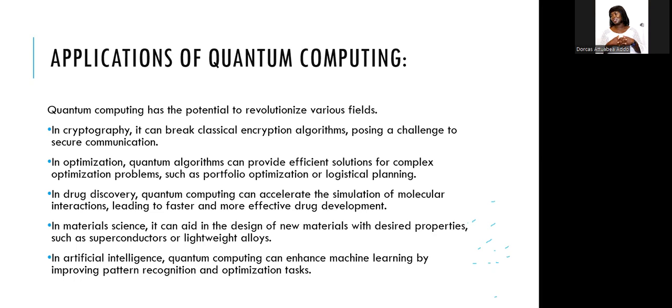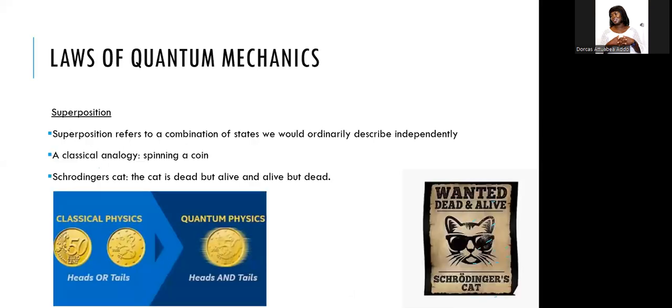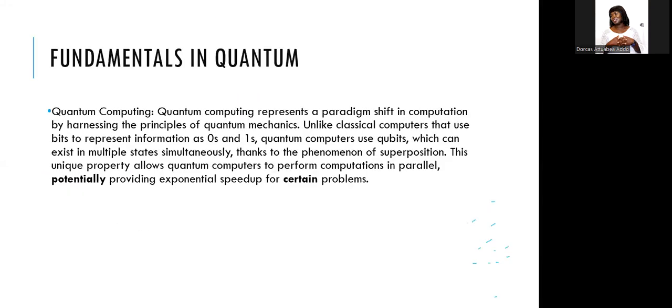Quantum computing has the potential to revolutionize various fields. Before I talk about the areas of application, I just wanted to mention the last line on this slide. Under the fundamentals of quantum computing, it says this unique property allows quantum computers to perform computations in parallel, potentially providing exponential speed up for certain problems. There's a reason why I put "potentially" in bold, and also "certain problems."